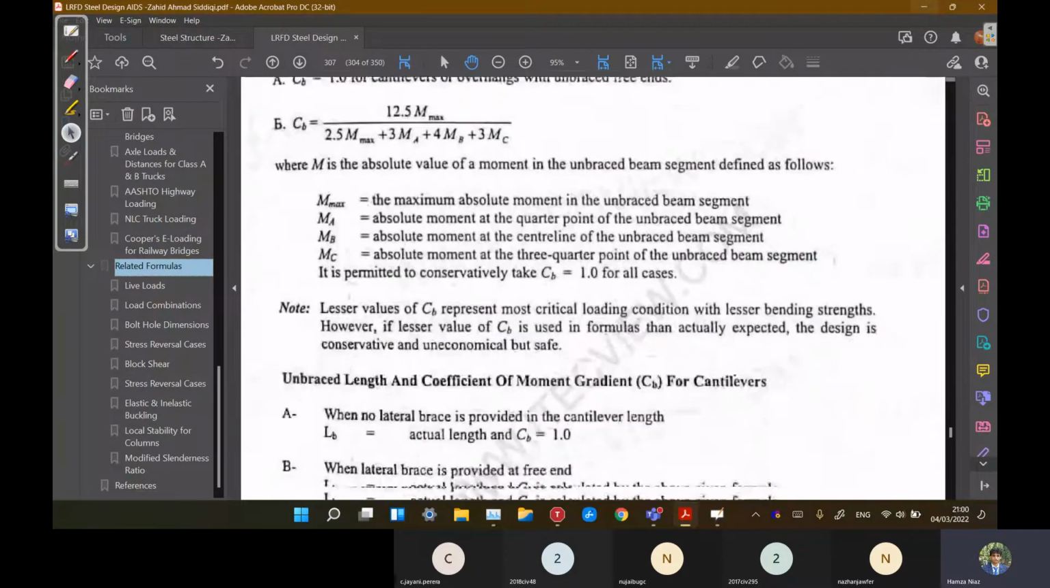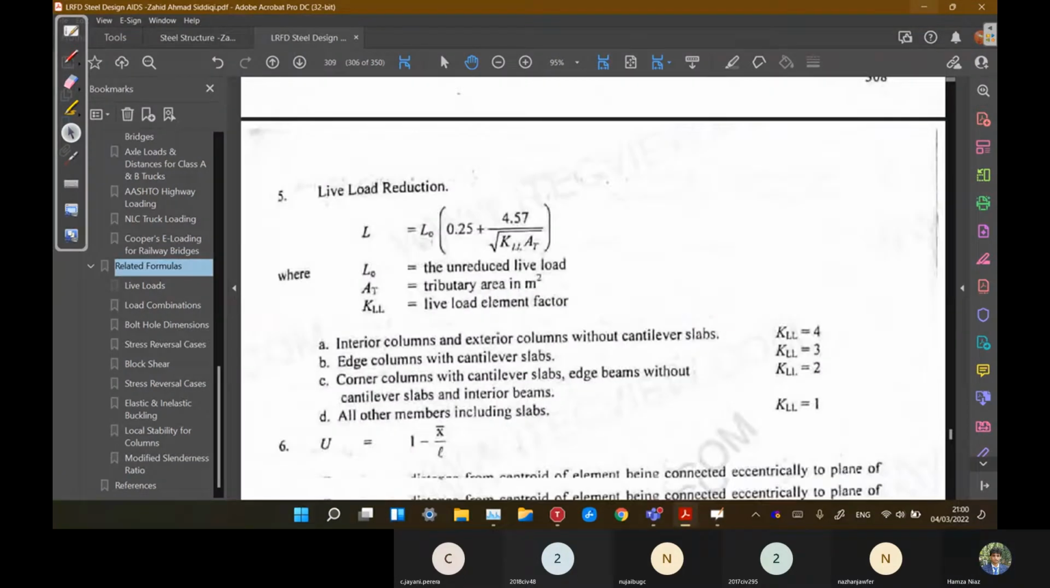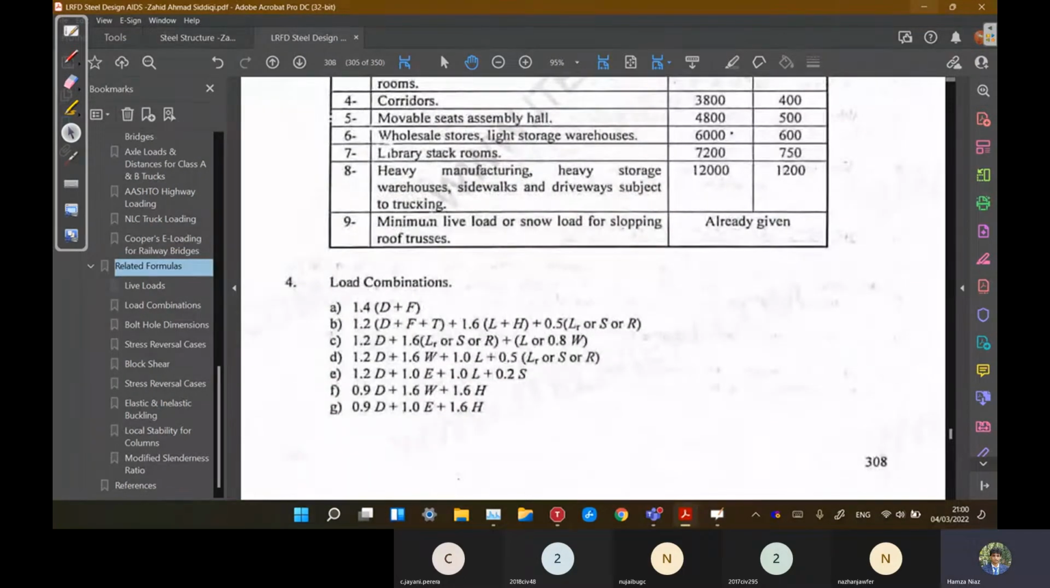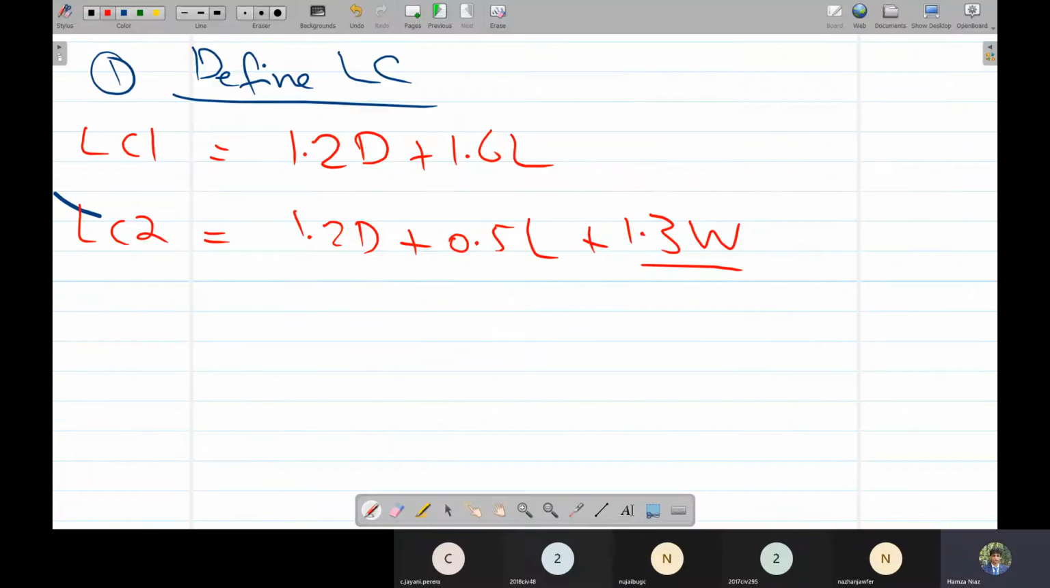If we go here, so many load combinations are present. This one is 1.2 dead plus 1.6 live, 1.2 dead plus 0.5 live plus 1.6 wind. So we are using 1.3 wind here. So just memorize these two. Any extra one would be given in the paper. So we have to use these two load combinations.